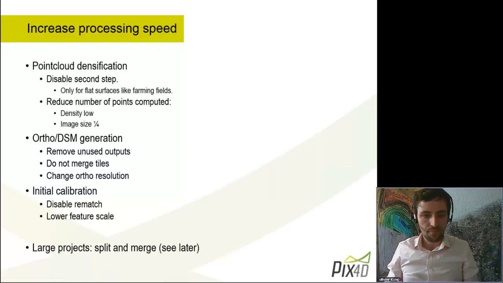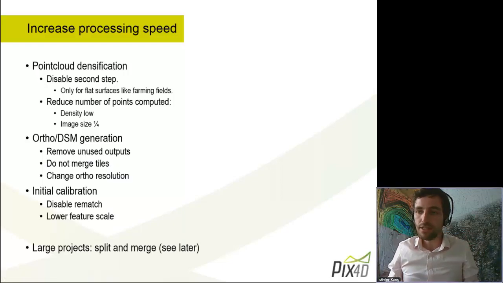The first thing to do is to uncheck the outputs which you are not needing. If, for instance, you are not needing the KML and the tiles, processing them will take quite some significant time, so you will save time by not producing them by default. I already said it a few times, but I'll repeat it again. You can save quite some time by not merging the tiles of the DSM and the mosaic.